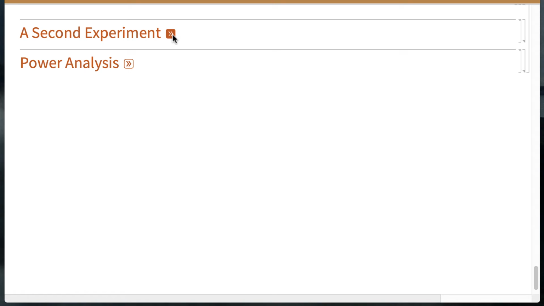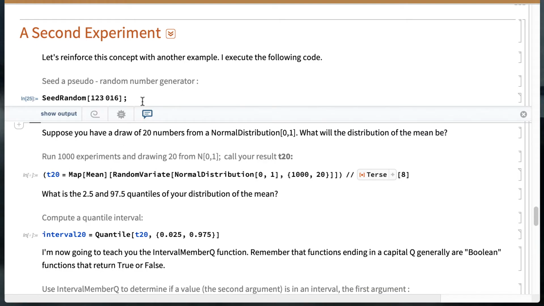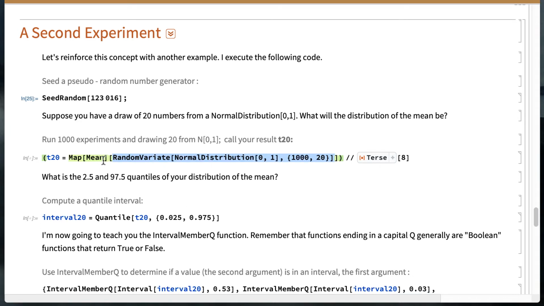Let's now do a second experiment to help us further understand this notion of statistical power. So let's seed our random number generator, and let's draw 20 numbers from a normal distribution. And we're going to do it 1,000 times. And then what we're going to do is to figure out the mean of those 20 numbers. Okay?